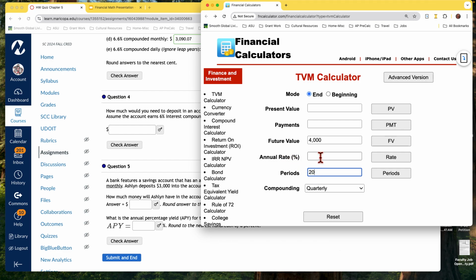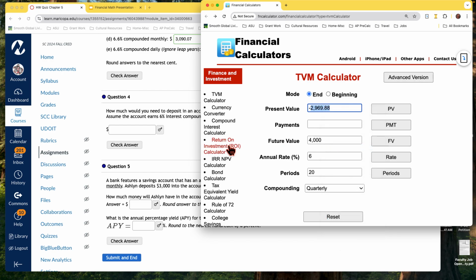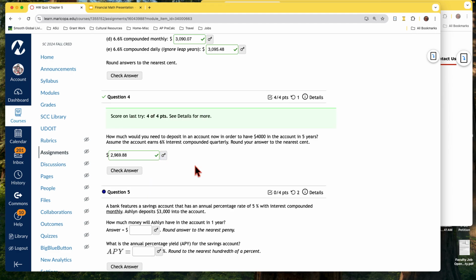The interest rate they said was 6%. There are no payments. You could either put 0 there or just leave it blank and then click on present value. How much do we need to put in as a lump sum? And again, it's negative because we have to pay this to somebody and then we'll get our 4,000. $2,969.88. I like to just copy and paste it over here. Check our answer and we're good.